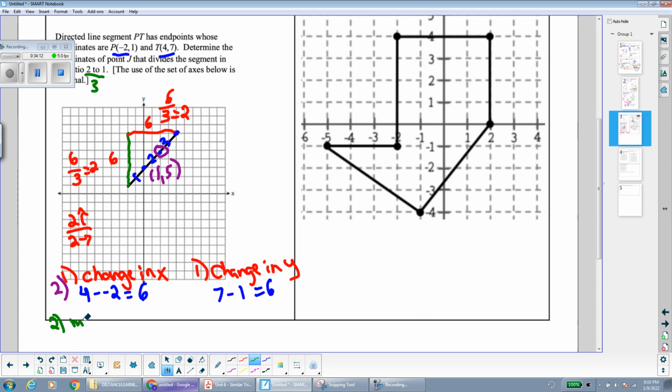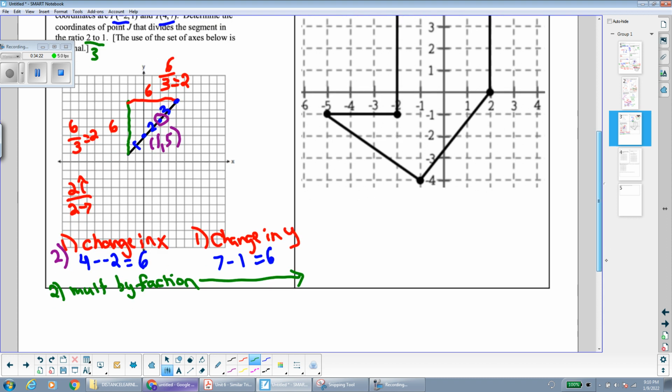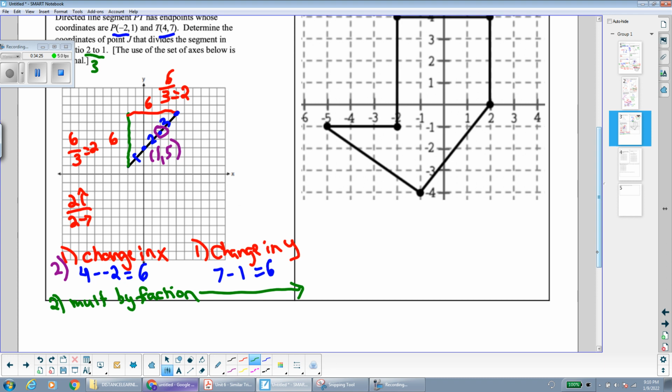Then you can multiply your above answer by the fraction that you're using, and that's the same step 2 over here, so I'm just going to draw an arrow so I don't have to rewrite it. Remember we talked about how a 2-to-1 ratio means we're dividing the segment into 3 parts. So the fraction we'd be using is 2 over 3, because there are 3 parts in total, so that's the denominator, and the 2 is written first. We want 2 parts to be to the left of the point, so that would be 2 over 3.